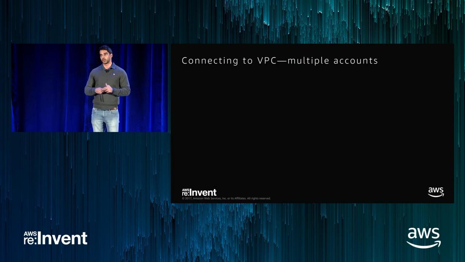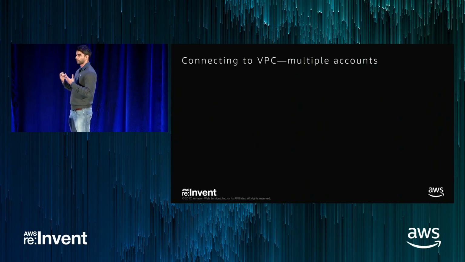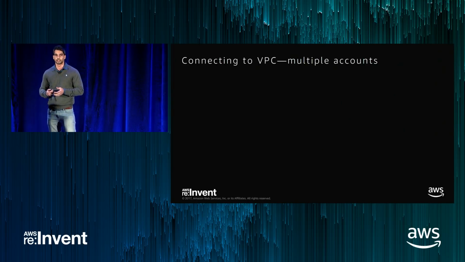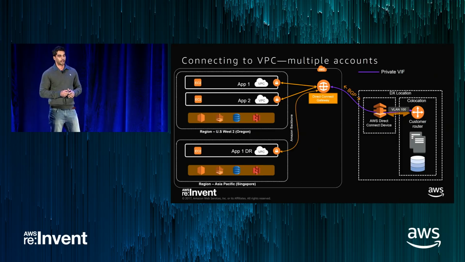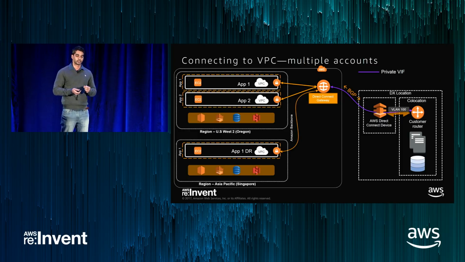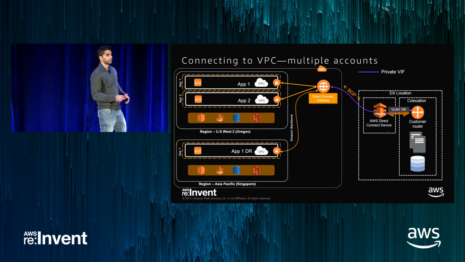Now, we were talking about this in the context of a single account. So let's see how the multi-account model works with Direct Connect Gateway. Now, this is the infrastructure we had set up previously. Now, let's say we isolate the two application VPCs into their own accounts. Now, a Direct Connect circuit can be used to access resources in multiple accounts.